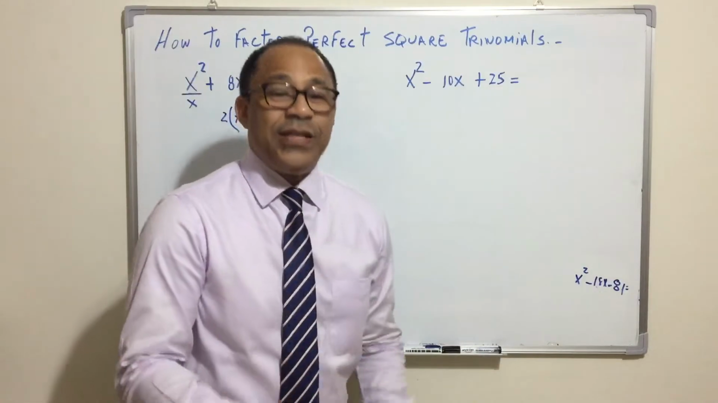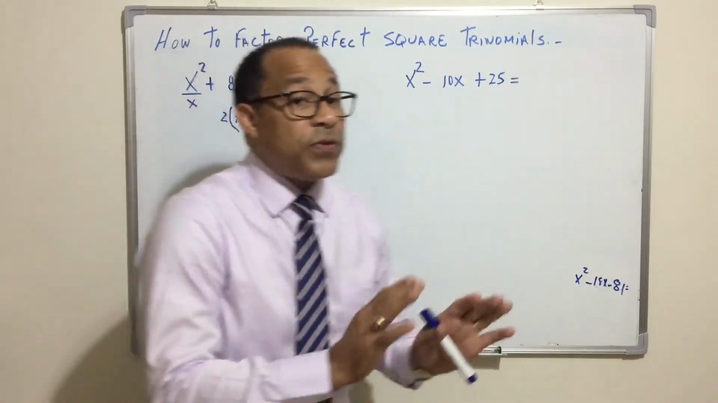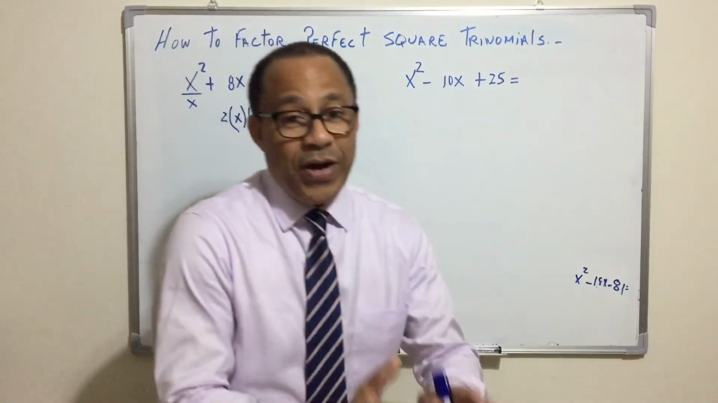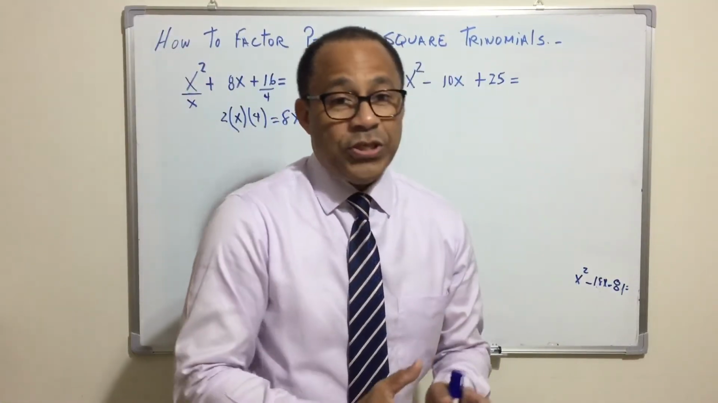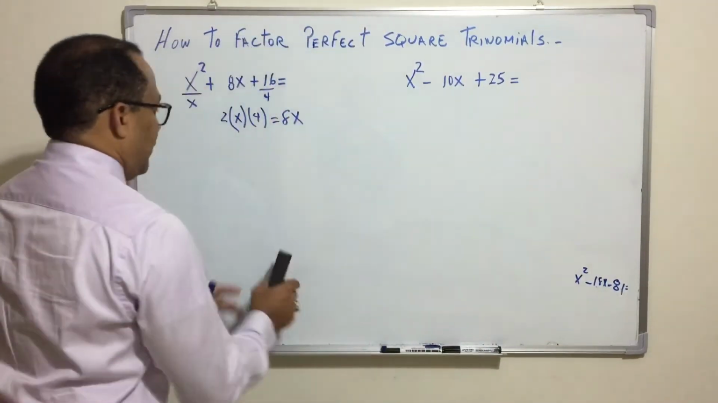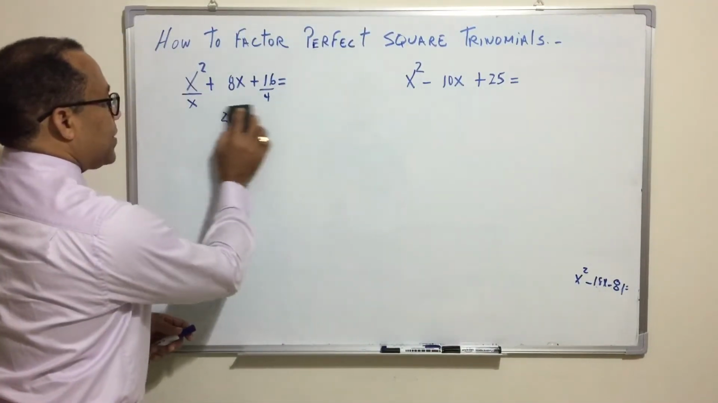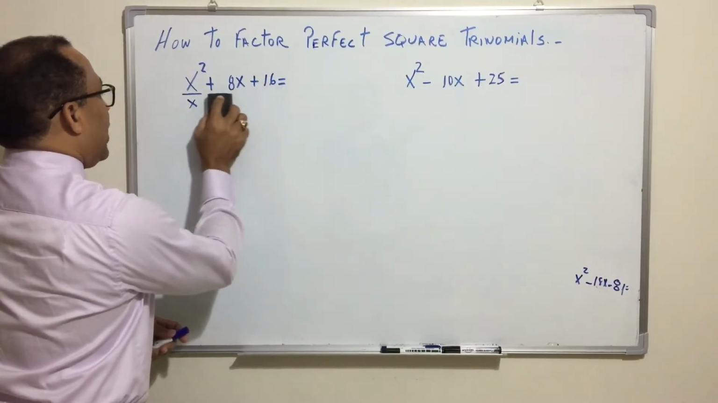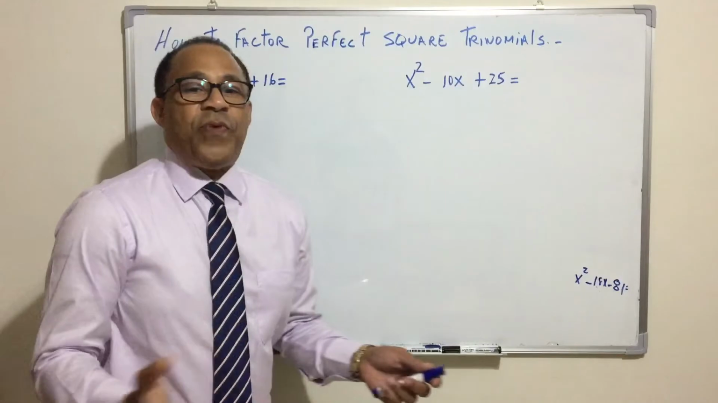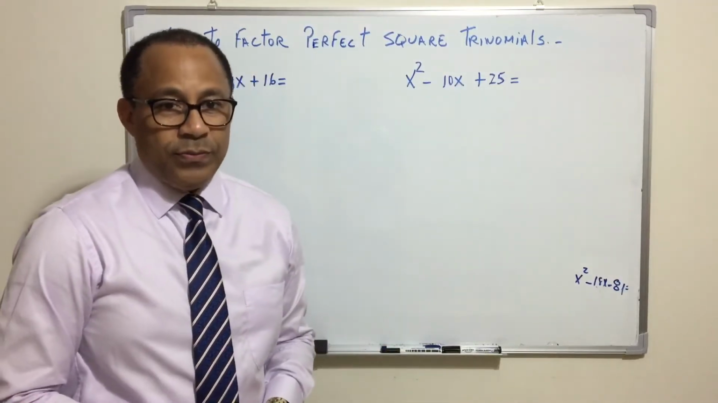One thing is to know that it is a perfect square trinomial, and another thing is how to factor that trinomial, which is our next step. I'm erasing this because now we know that it is a perfect square trinomial. How do we factor a perfect square trinomial? Like this.